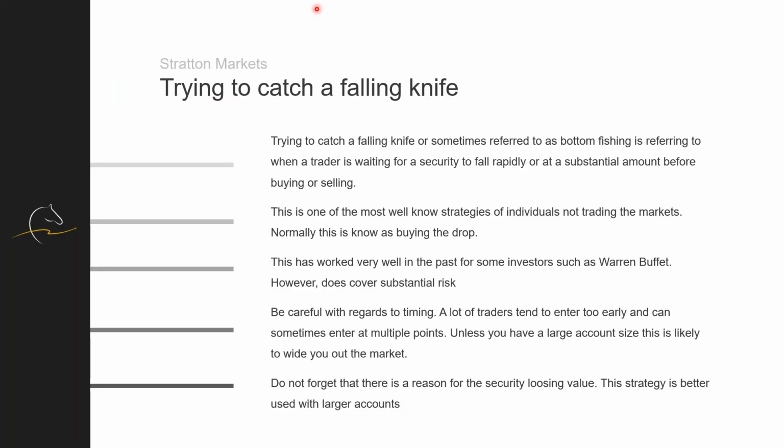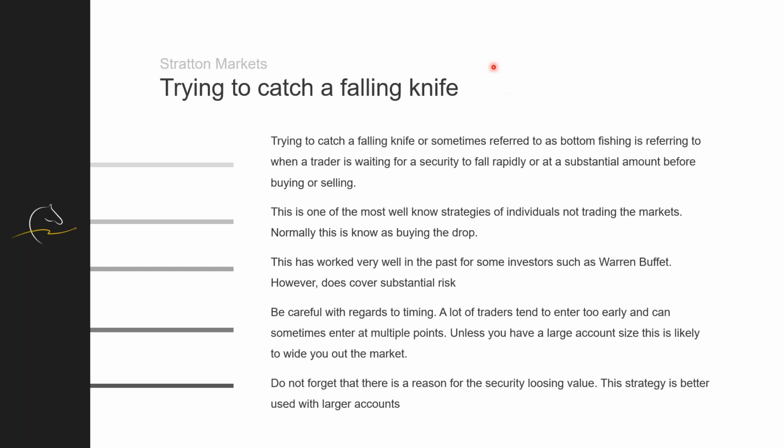Now, I wanted to also speak about trying to catch a falling knife. This is one of the mistakes that a lot of traders make, at Stratton Markets and in general across the financial markets. They wait for a currency to drop. They buy it because they believe that they're buying the dip. It keeps on dropping, they buy again, and then they buy again. The trend is continuing until it blows their accounts.